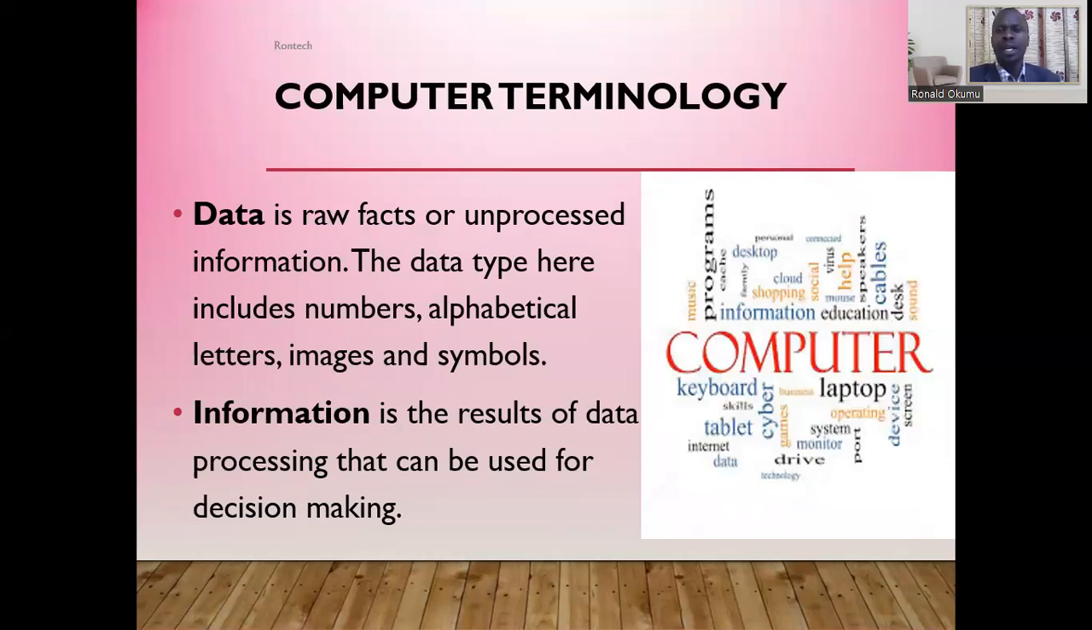We can say data is nothing but the raw facts and figures that are fed into our computer. Here at the basic level, you can realize that data can just be in the form of numbers, letters, symbols, images that can be used to feed into the computer. Information is the end result of data processing.